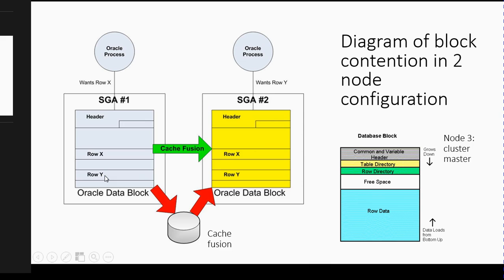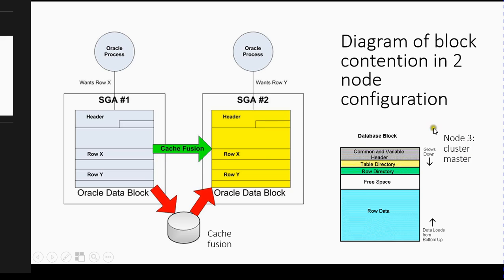You're going to have an increased number of rows, and an increased number of rows means you also increase the chances of block contention for your environment, and that's going to lead to errors or degradation in performance.